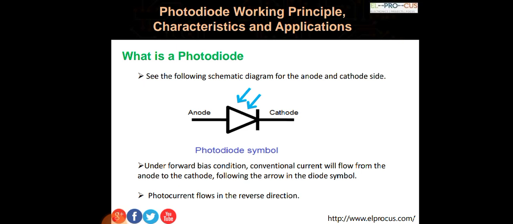Then photocurrent always flows in the reverse direction, meaning when current flows through the diode, it is in the reverse direction, from positive to negative. Now the conventional notation is from negative to positive, but photocurrent always flows from positive to negative, right?